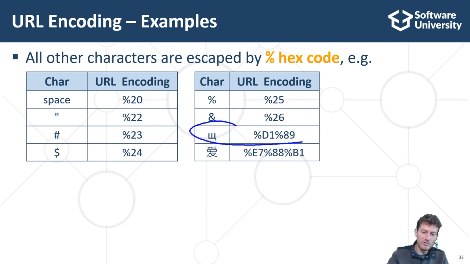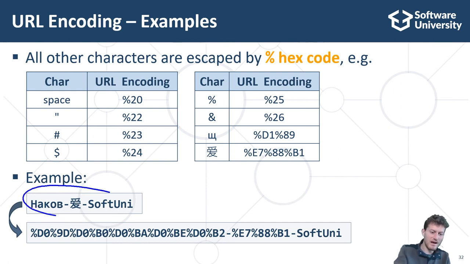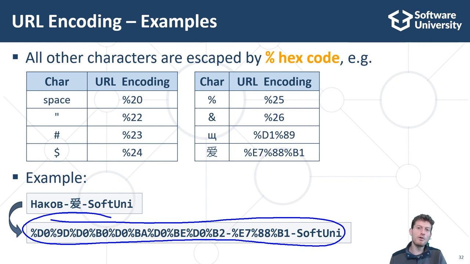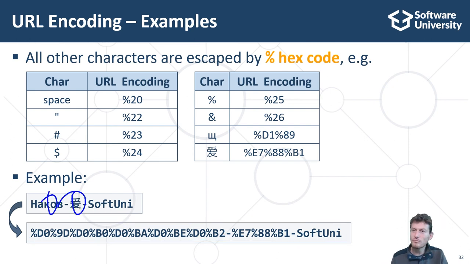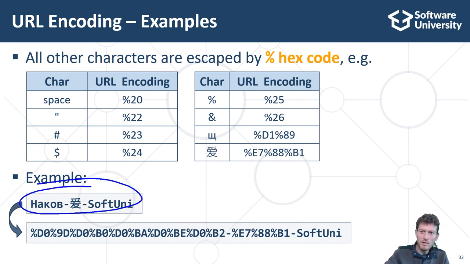The Cyrillic letter Sht is encoded as %D1%89, and it consists of two hex codes in the UTF-8 charset. The Chinese letter I, ai in Chinese, is encoded as %E7%88%B1. A more interesting example is shown on the slide. It combines Cyrillic letters, Chinese letters, and Latin letters, and after URL encoding takes the form shown on the screen. During the URL encoding, each non-standard character is converted to its corresponding UTF-8 bytes, represented as hex digits with a percentage prefix.